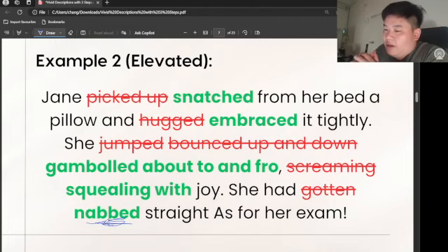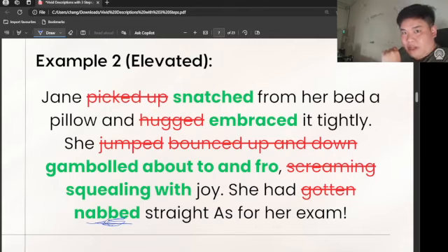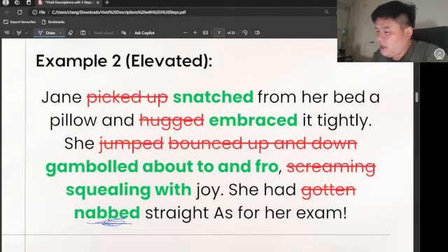Okay? And so when I write it as she had napped straight A's, that means Jane stole something to her own benefit, right? Because she views the exams as her enemy. So that is a very, very subtle piece of writing as well to characterize Jane in this particular case.